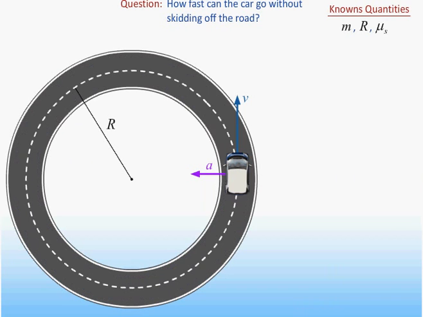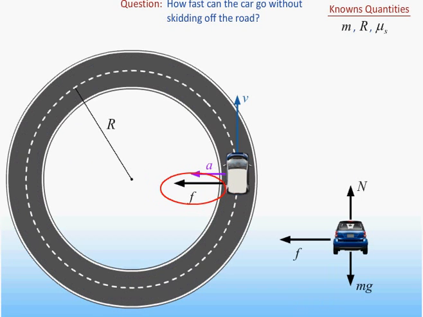We start, as always, by drawing a free body diagram for the car. From this diagram, we see it is just the frictional force F that is responsible for the centripetal acceleration of the car. Next, we choose the x-axis to point toward the center of the circle to align it with the direction of the acceleration. We choose the y-axis to be vertically up. Writing Newton's second law for the y direction, we see that the magnitude of the normal force is just equal to the weight of the car.